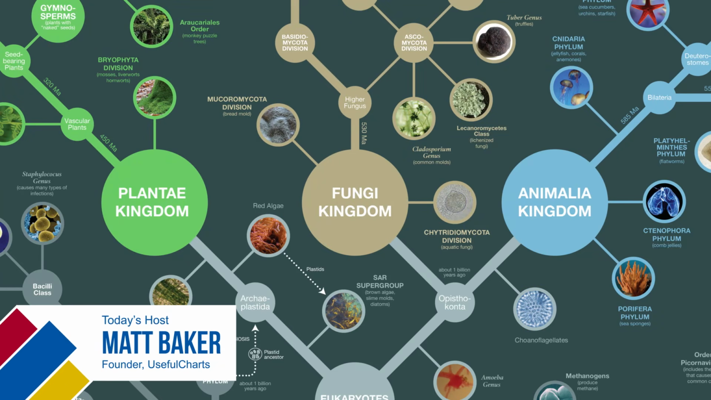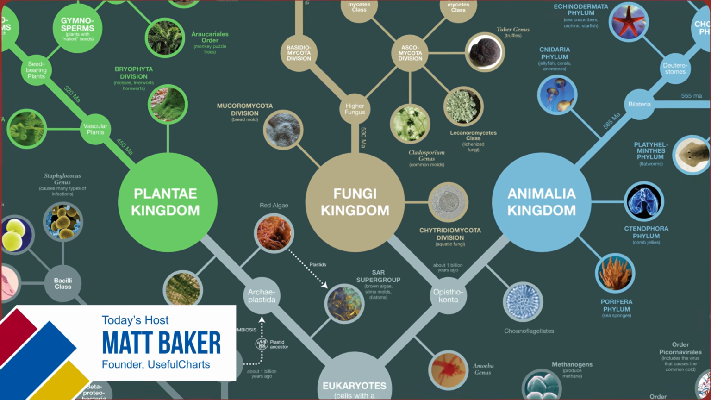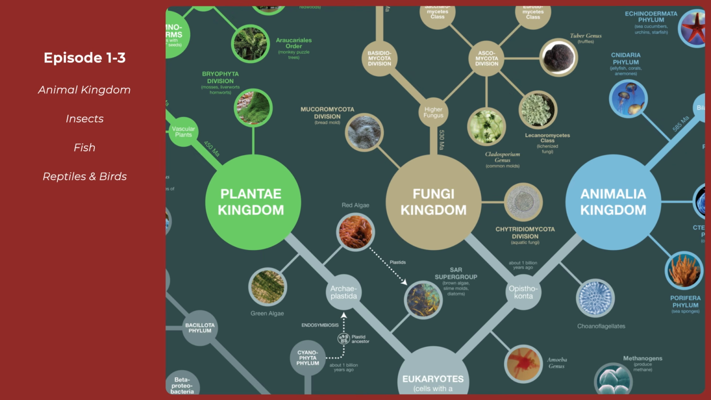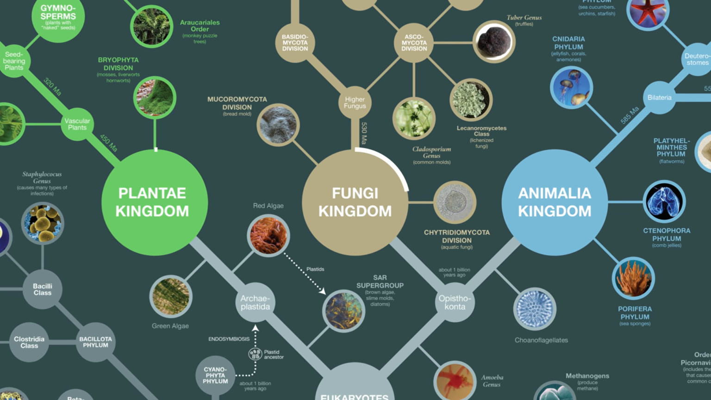Welcome to episode 4 in my series on the evolutionary tree of life. In the first 3 episodes, we covered the animal kingdom, including insects, fish, reptiles, birds, and mammals. So today we're going to switch things up and focus on the other 2 kingdoms, fungi and plants.